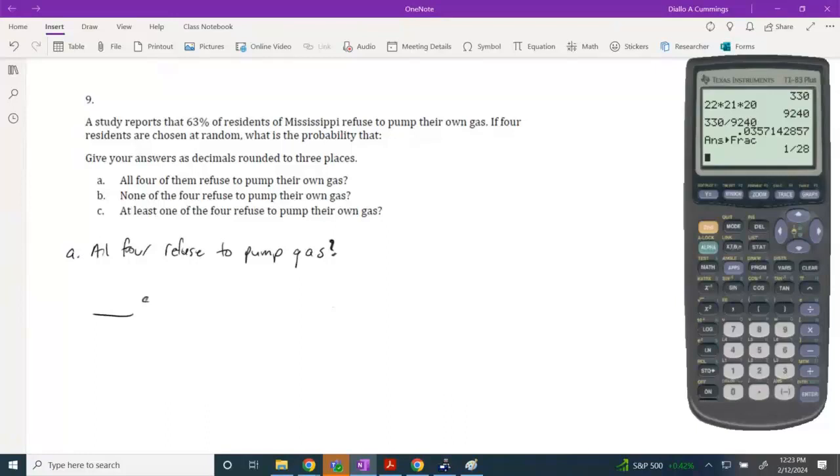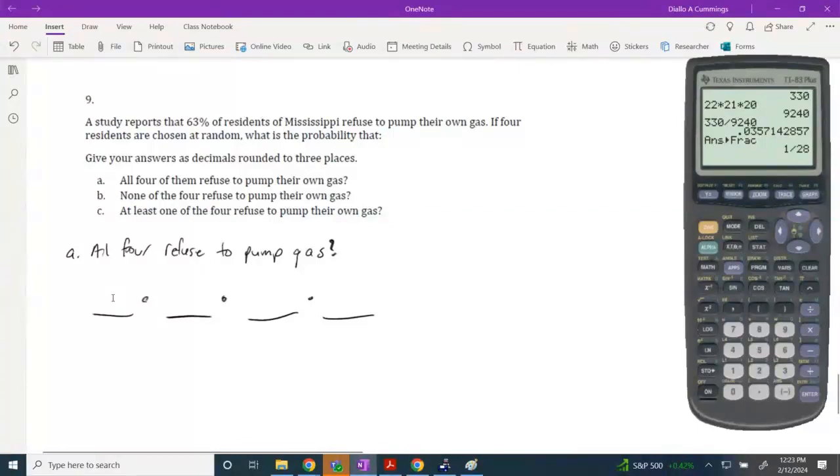All right, so I'm just going to map this out with the first selected person, second, the third, and the fourth selected persons. Right? So now keep in mind that these events are independent because we got a large population of people. So what is the probability that all four refuse to pump their own gas?